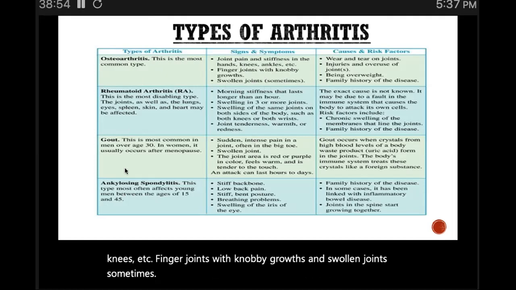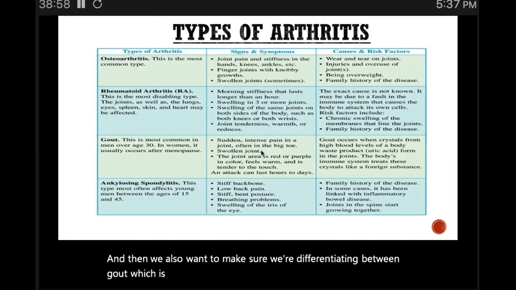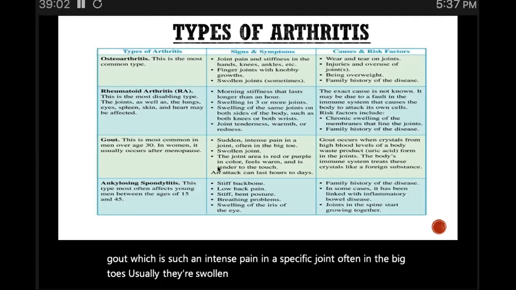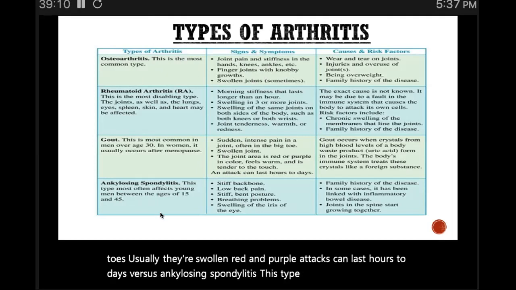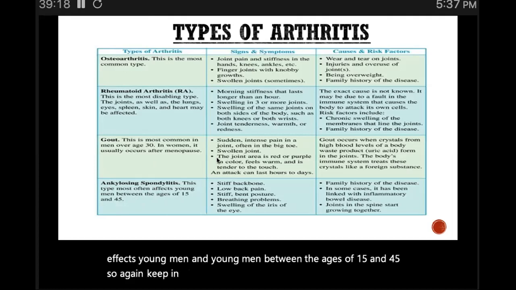And then we also want to make sure we're differentiating between gout, which is sudden intense pain in a specific joint, often in the big toes. Usually they're swollen, red, and purple. Attacks can last hours to days, versus ankylosing spondylitis. This type of arthritis mostly affects young men between the ages of 15 and 45. So again, keep in mind which type of arthritis is differentiated based around the type of patient.